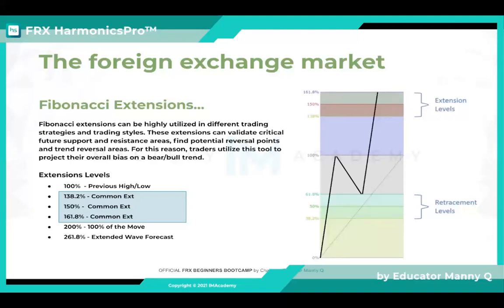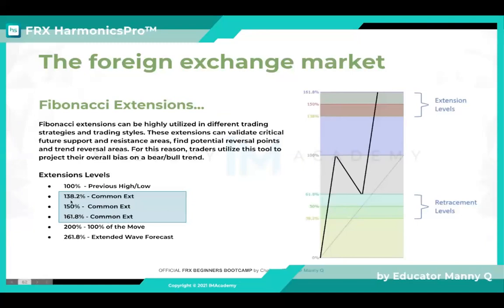So watch out. Extension levels are like this. 100% extension is the previous high or low, meaning that when the market goes from low to high in this bullish example and pulls back down, the market can pull back up to the 100 level, meaning that it will simply go back to the high of the move. So it's technically not an extension, but if the market goes in that direction, that could usually be a trader's first take profit.